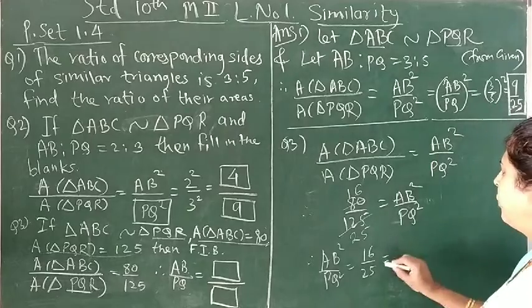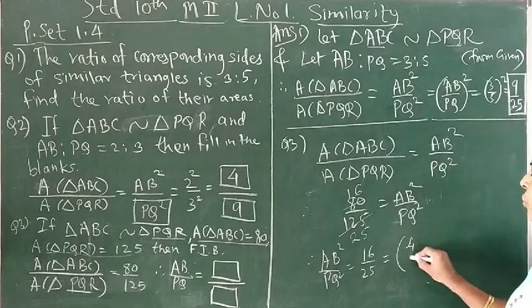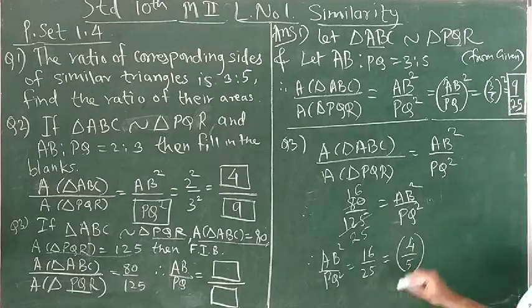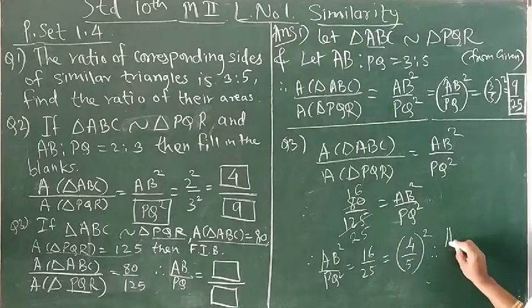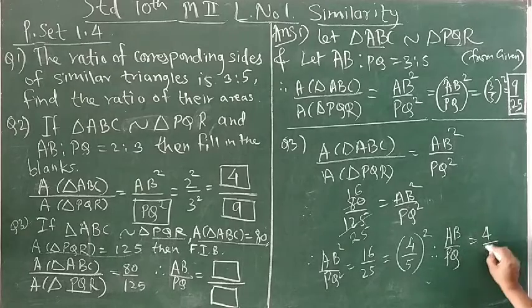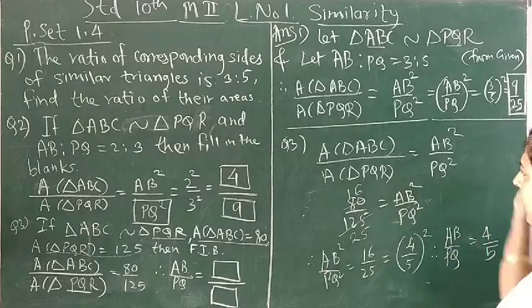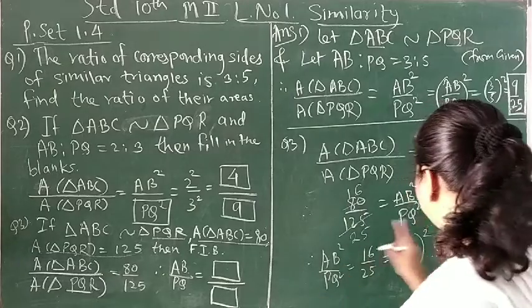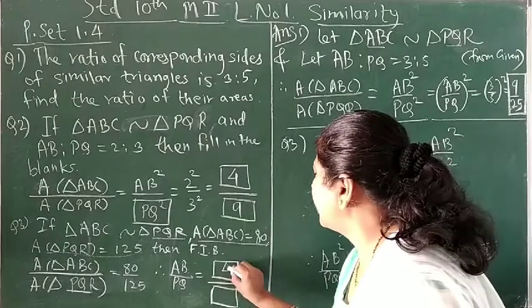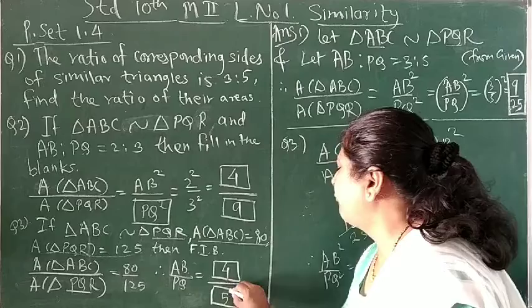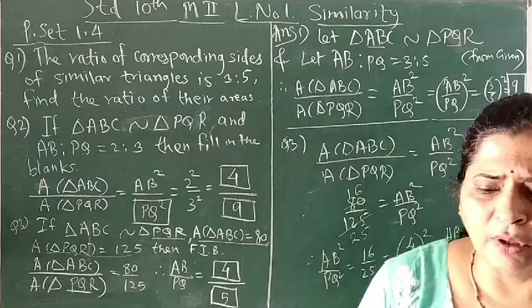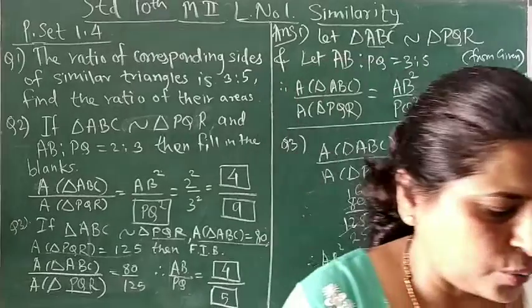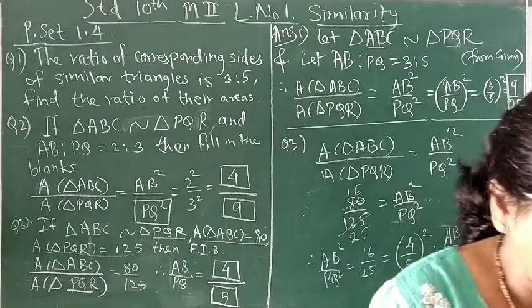Now 16 upon 25, 16 is the square of 4 and 25 is the square of 5, they are perfect squares. So now if we take square roots of both sides, we get AB upon PQ is equal to 4 upon 5. So from the calculation we have done, we can fill these boxes and make it here 4 upon 5. So this can be our answer. Okay. Now like this, we can go for the next question, question number 4.